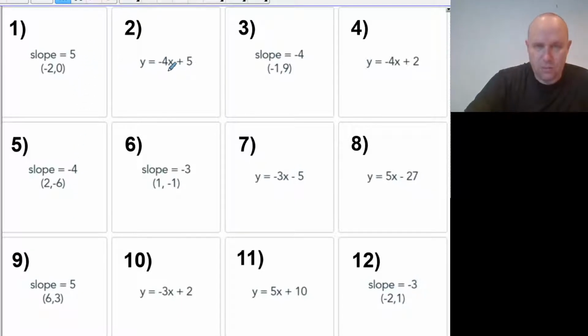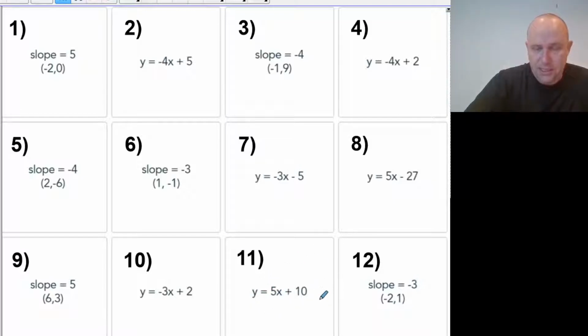So the ones that start with y equals are kind of like your answers. And the ones that start with a slope, these are really the questions. Now, they're actually paired up here. So like question 1 has a slope of 5, and question 9 has a slope of 5. And the reason we have two questions with the same slope is, if you didn't do that, you could actually pick out the answer pretty quickly, like the last unit.